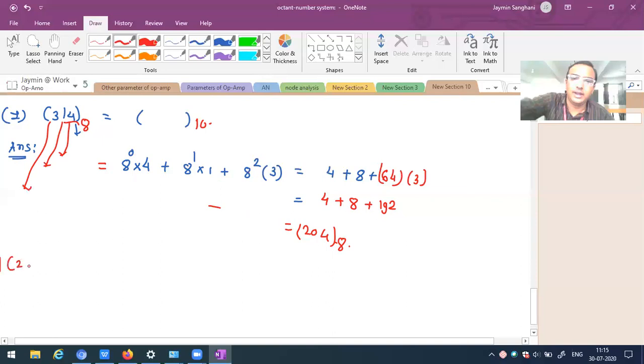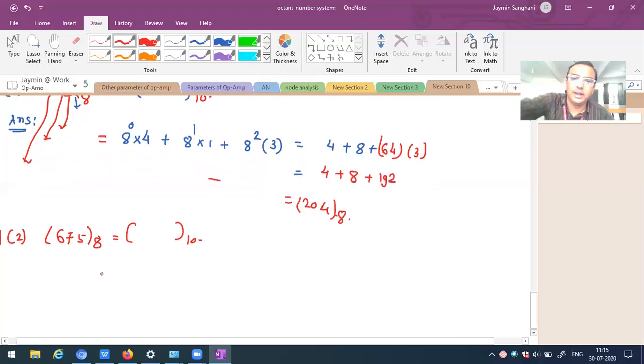Now second example. See this, 675 octal number converted into decimal. So here 675 octal: 8 raised to 0 into 5, 8 raised to 1 into 7, 8 raised to 2 into 6. So here 5 plus 56 plus 64 into 6.